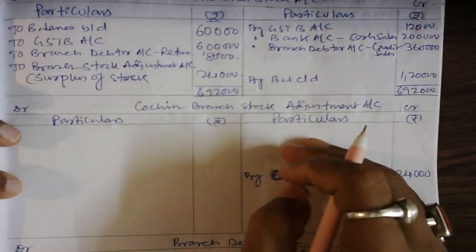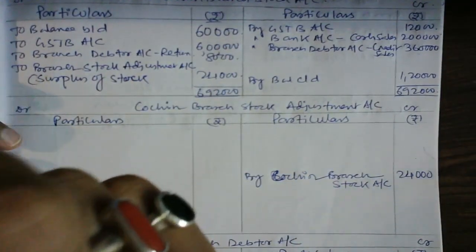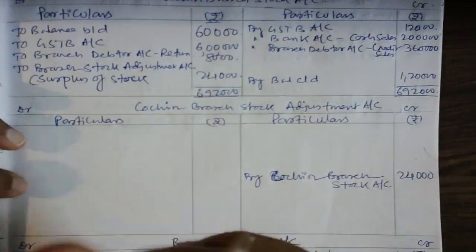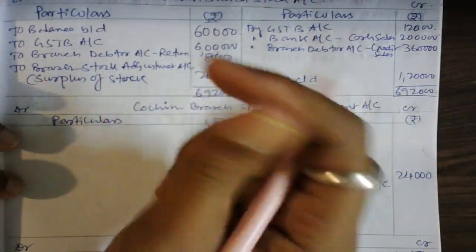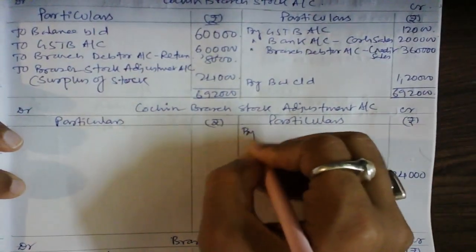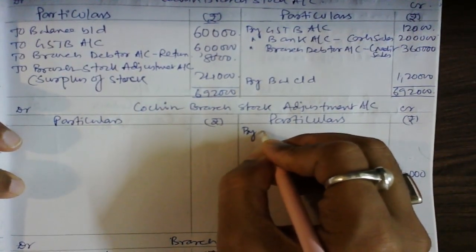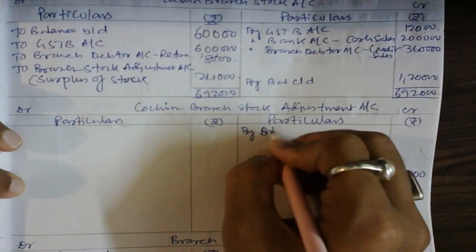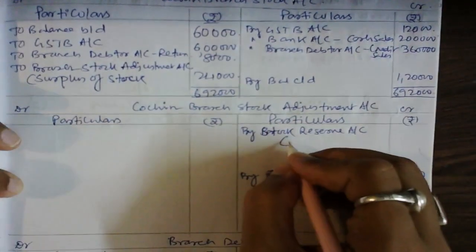So now start unloading the invoice prices in the stock adjustment. First, opening stock 60,000. The question says the goods are invoiced at cost plus 25%. It means cost plus 25 means cost 100, profit 25. Total is 125. So can I write here, just try to understand, by branch, by stock reserve account, okay, it's a stock. So just try to understand, 60,000 we have.